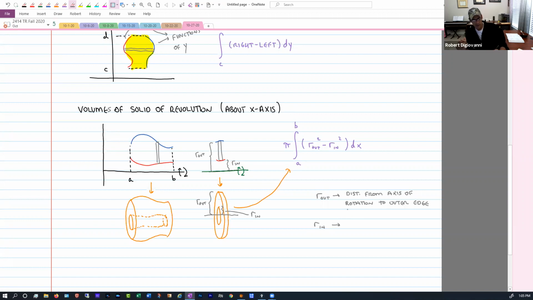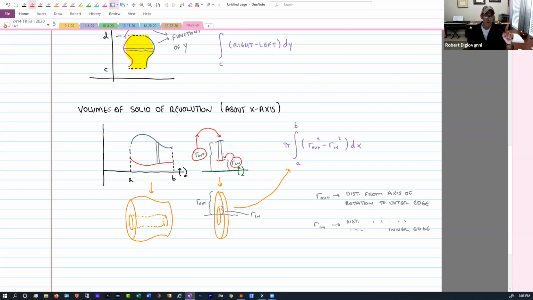And then the inner radius is the distance from the axis of rotation, same thing, to the inner edge. And when I say edge, I'm talking about the edge of the rectangle. So that's why normally when we rotate around the x-axis, this outer radius is always going to be the curve that's on top, which would be whatever that blue curve is. And the inner radius will just be the curve that's on the bottom.